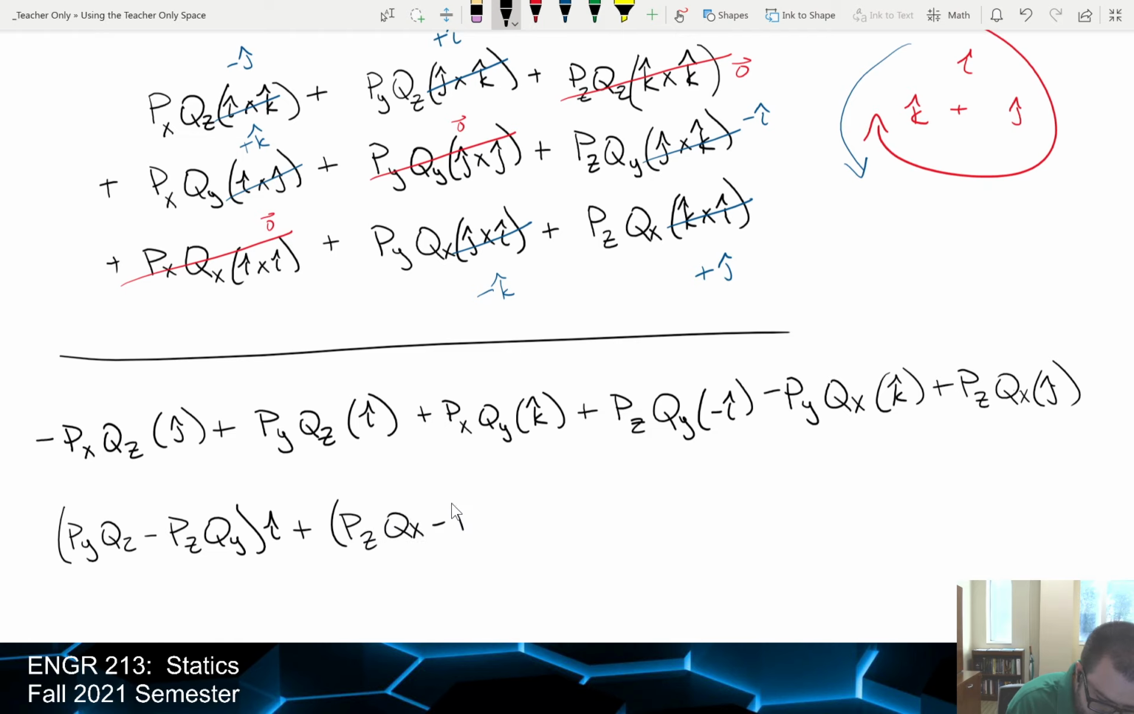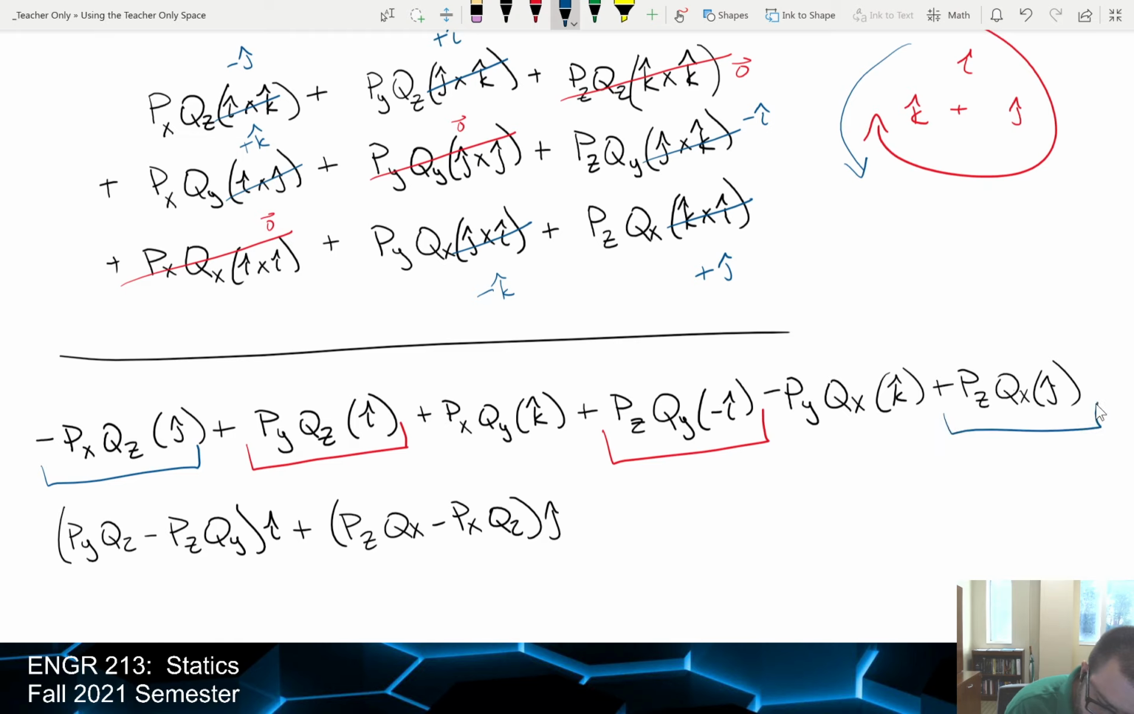PZQX minus PXQZ times J. So if you're not following this step, what I'm doing, and I'll take a second here, is basically looking at all the terms that have I's, J's, and K's. So for instance, here are the terms that have I's, and I'm just collecting those all together. These are the terms that have J's. So I'm collecting all the terms that are together.